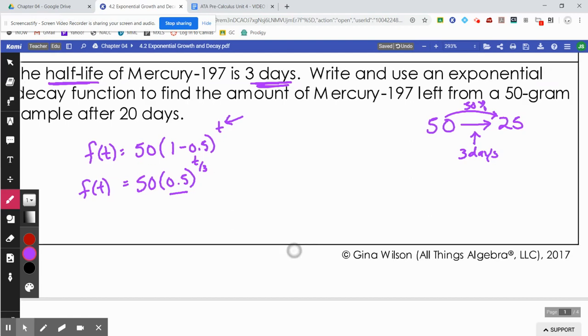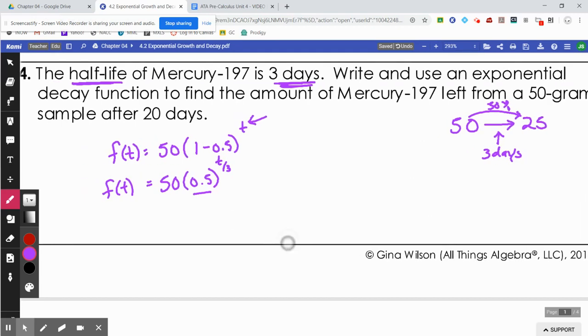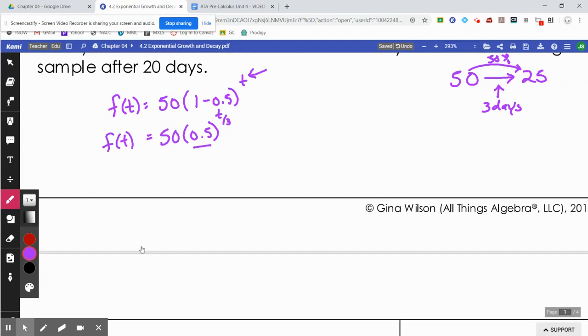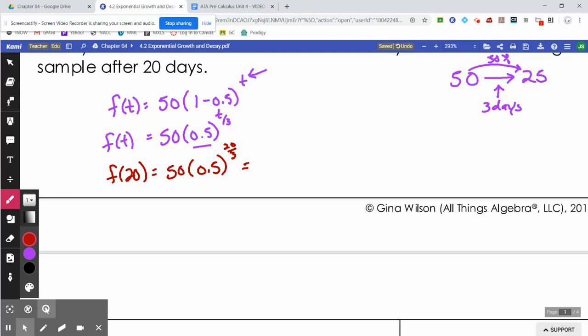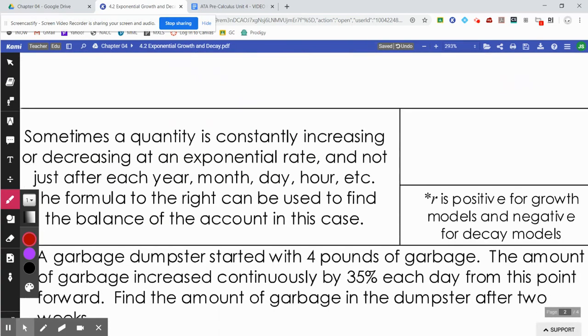So here's my function. So now we want to know how much is left after 20 days. So therefore, we're finding f of 20. So that's going to be 50 times 0.5, and that's gone through, let's say 20 divided by 3. That's gone through 6 half-lives, so it's half 6 times and then a little bit more. So after 20 days, and you can type that in your calculator, 50 times 0.5 to the 20 over 3 power, you're going to get about 0.49 grams will be left of that original 50 grams.